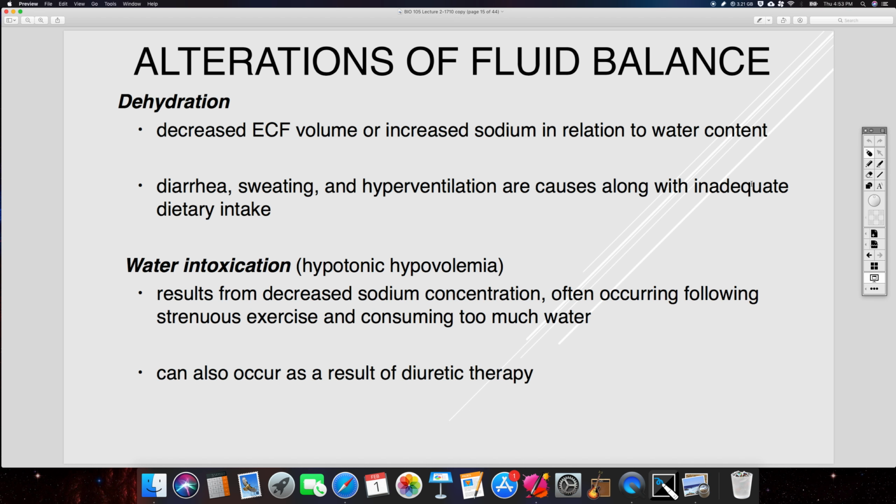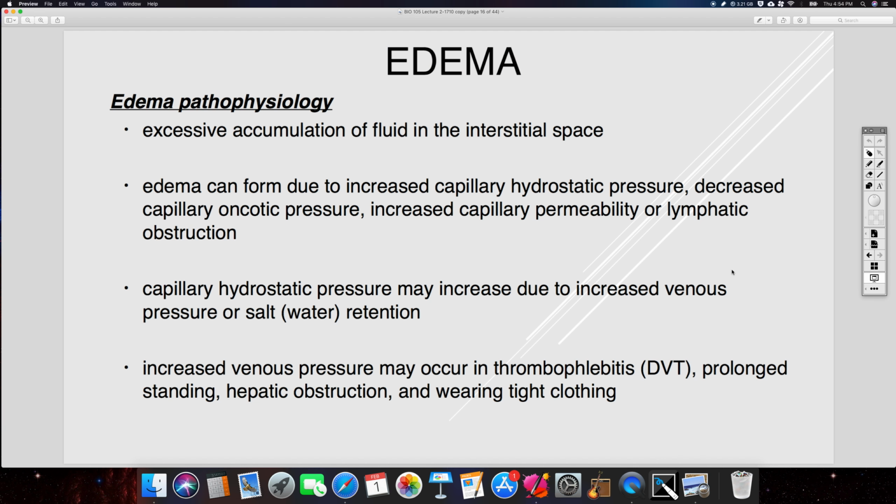So dehydration, this is when you have decreased extracellular fluid volume or increased sodium in relation to water. Okay, so causes of this, obviously things like diarrhea, sweating, vomiting, hyperventilation, because when you exhale water, or just not drinking enough water. Water intoxication, most commonly caused by drinking too much water after strenuous exercise, but also the use of diuretics can result in this.